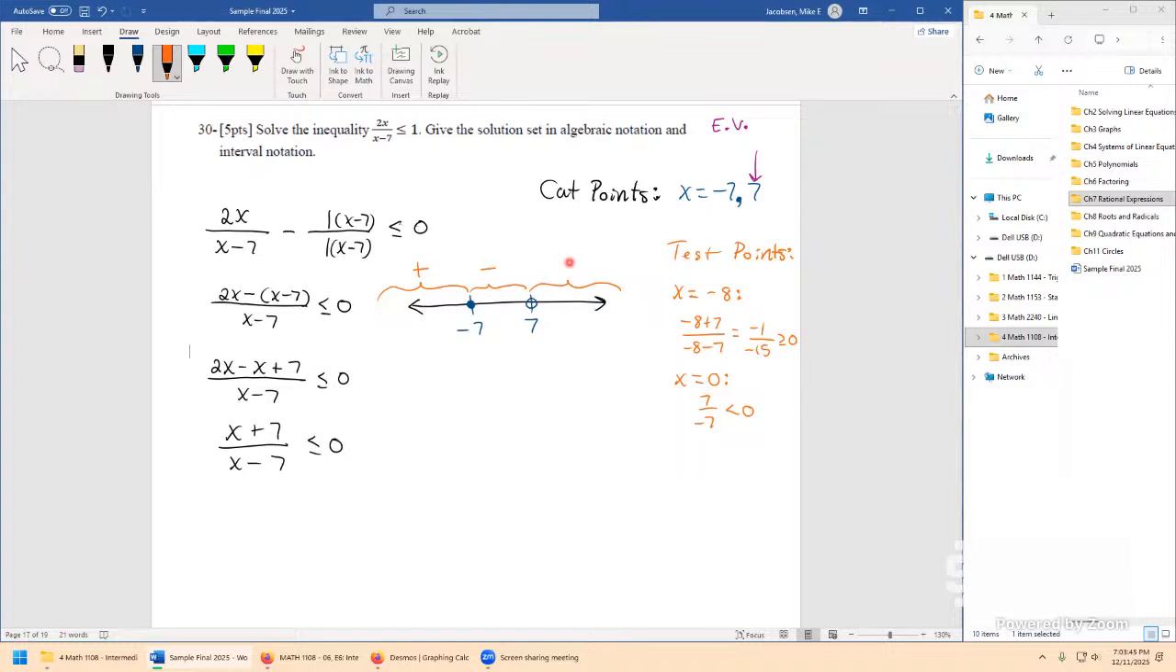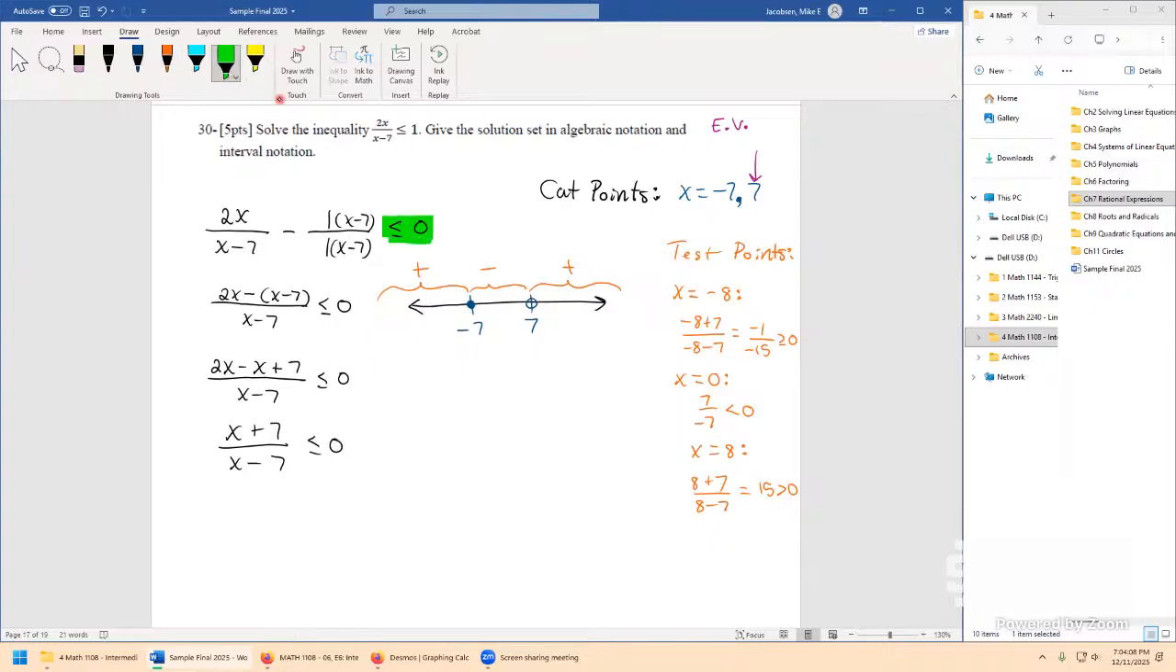Then one more time, in this region, we can pick x equals 8, which means we're plugging 8 here. This will be 8 plus 7 over 8 minus 7. But that just becomes 15 overall. So we're bigger than 0 here, which means positive in this region.